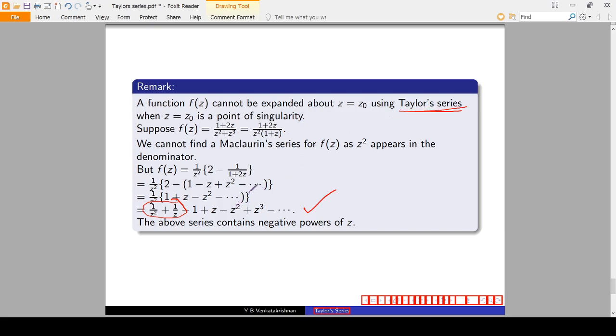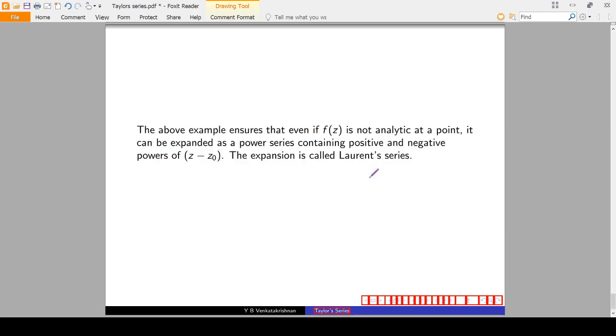So this expansion, namely f of z, is expanded about z equal to 0, where z equal to 0 is a singularity, but that expansion contains negative powers of z. This type of series is called the Laurent series. And this expansion will be discussed in the next lecture.